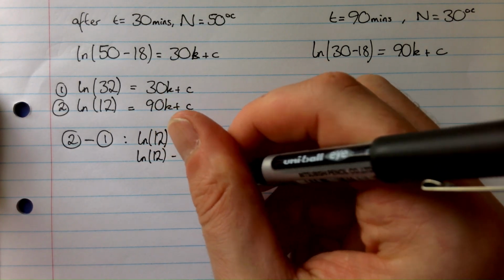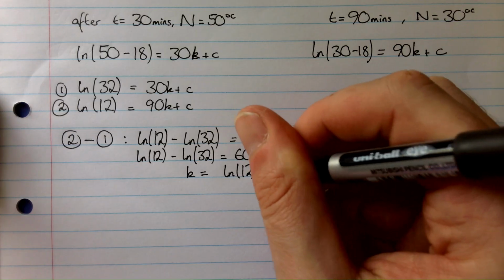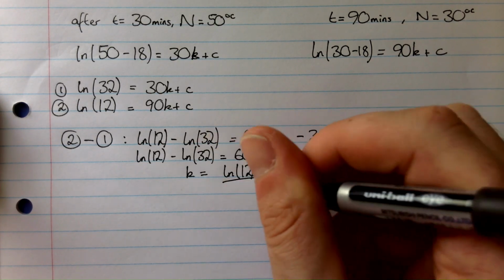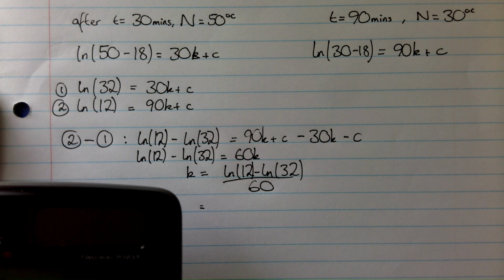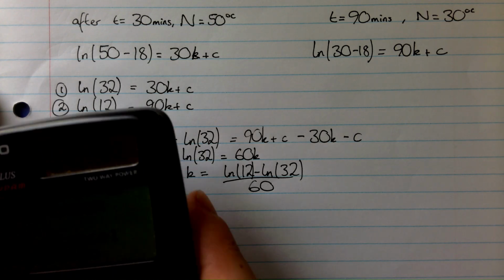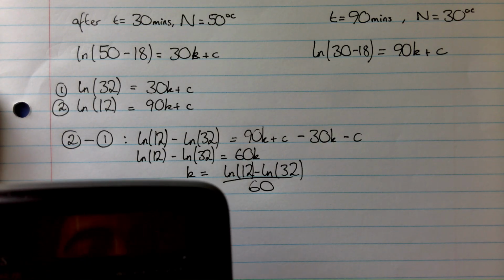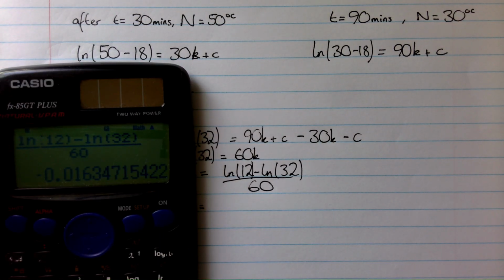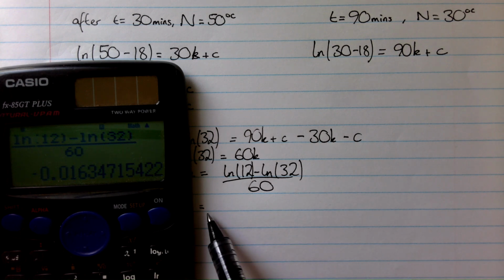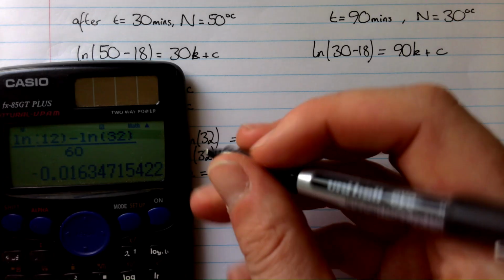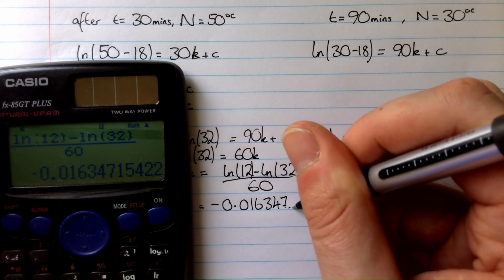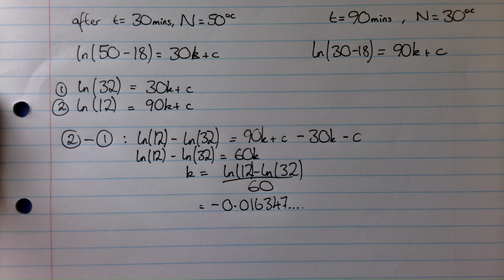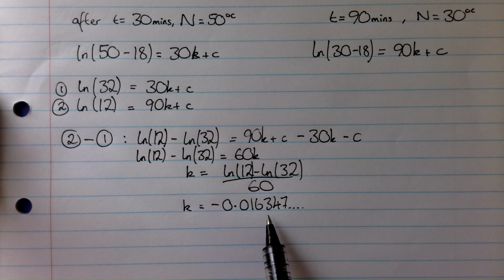Therefore, k is equal to the natural log of 12 minus the natural log of 32, all divided by 60. And then you'll throw that into a calculator. ln 12 minus ln 32 over 60. Syntax error, because I missed a bracket. If you ever get a syntax error, it's because you missed a bracket. Maths error is like your square root of negatives, or sine bigger than 1, or something like that. Minus 0.016347, so k, our constant of proportionality, is minus 0.016347.